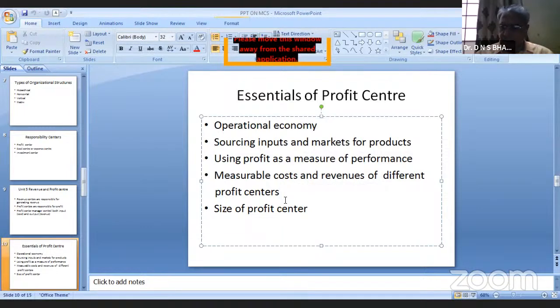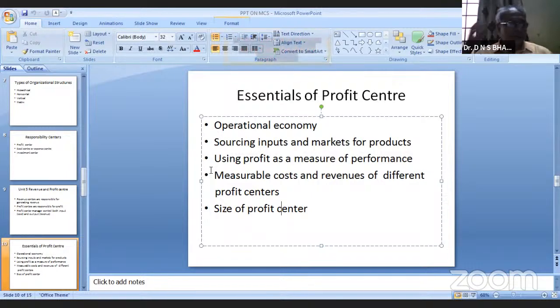Normally, what are the market conditions we are experiencing now? These are all considered to be monopolistic market conditions. So similar products are sold at the same time, all the products having different prices, different features and all. Then, using profit as a measure of performance.